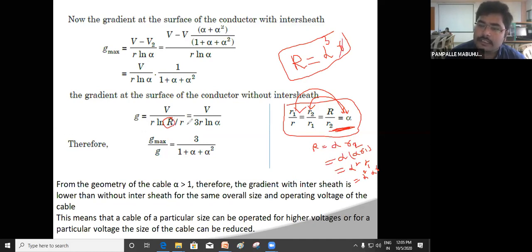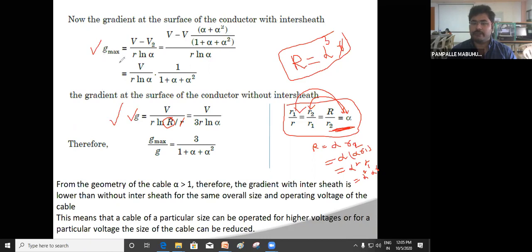Then this r and this r will get cancelled, and you will be having ln of alpha cubed. That ln alpha cubed can be written as 3 into ln alpha. So the potential gradient g value at the surface of the conductor without considering the intersheath grading will be equal to V by 3r into ln alpha. Okay, so this is with the intersheath grading, and this is without intersheath grading. Now you find out the ratio of these two.